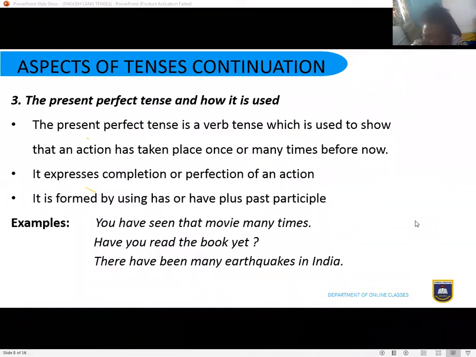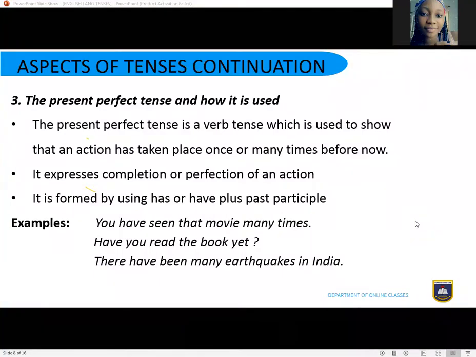Good. Now, how is the present perfect tense formed? How do we form the present perfect tense? You can form the present perfect tense by using what? Has or have plus what? The past participle form of the verb. Now let's look at the following examples below.